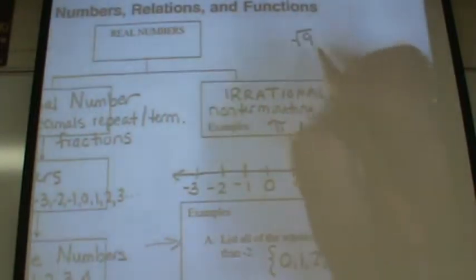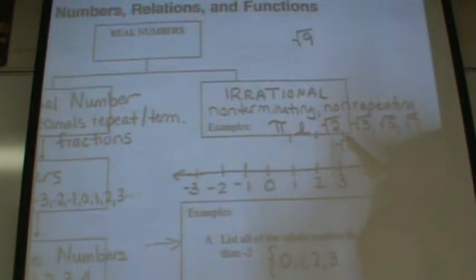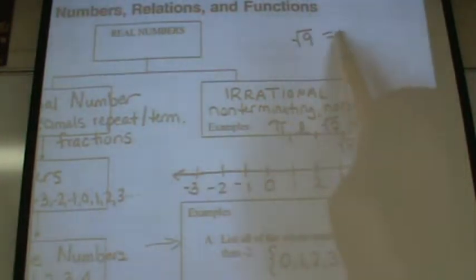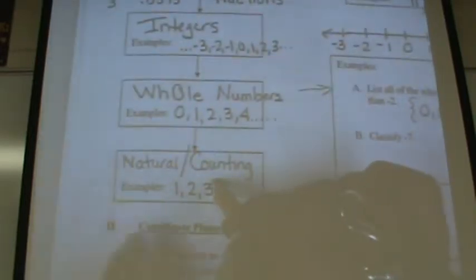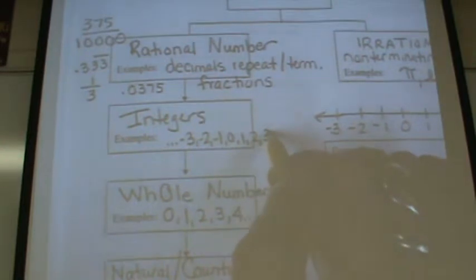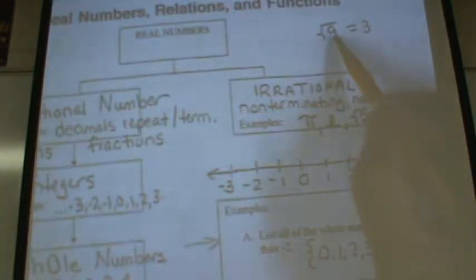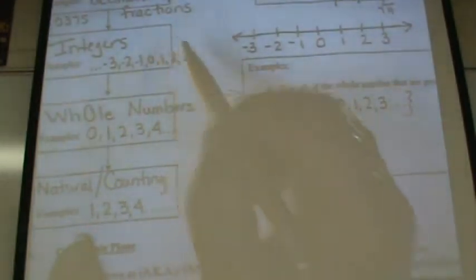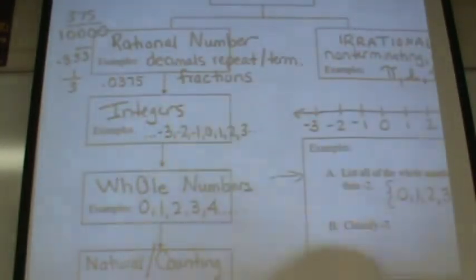Okay, is the square root of 9 an irrational number? No. Why not? Because that's equal to 3, and 3 is a terminating decimal. It's actually a natural number, it's a whole number, it's an integer, it's a rational number. See, I can make the square root of 9 all of these numbers. It fits all of these.